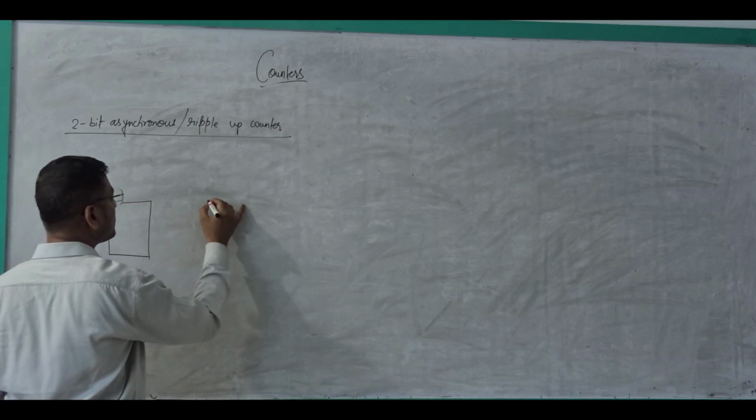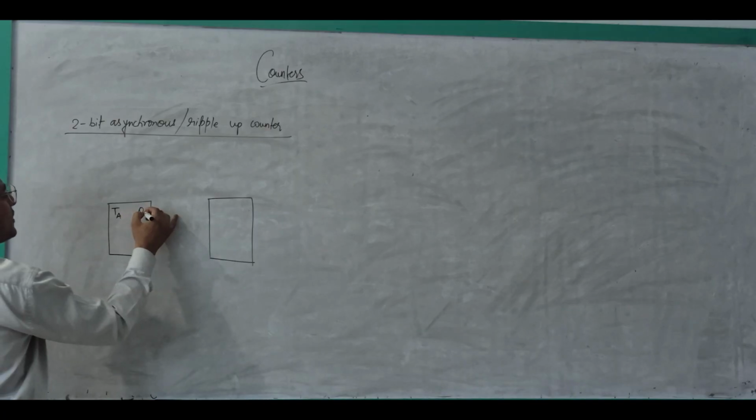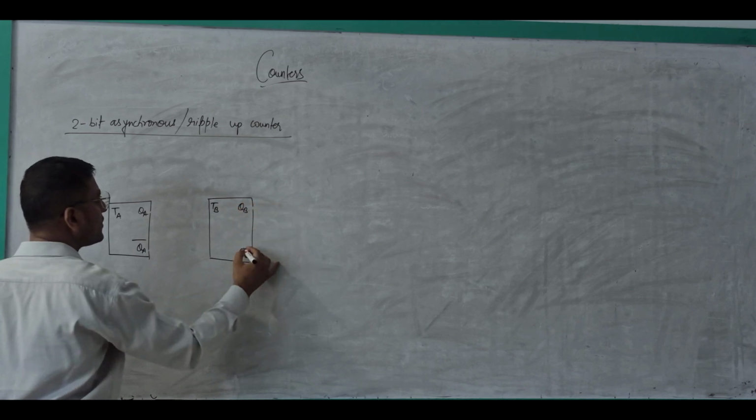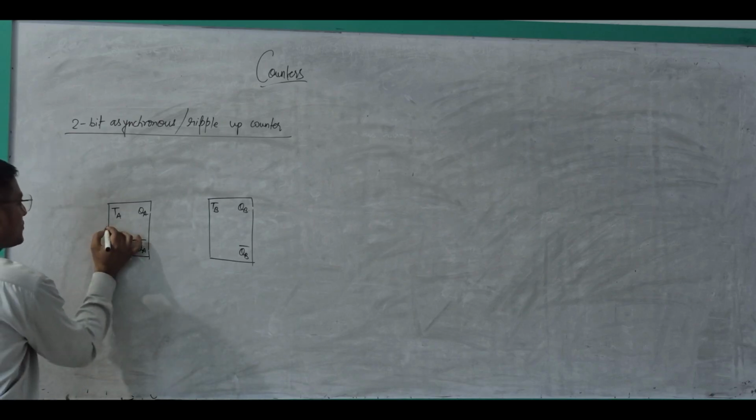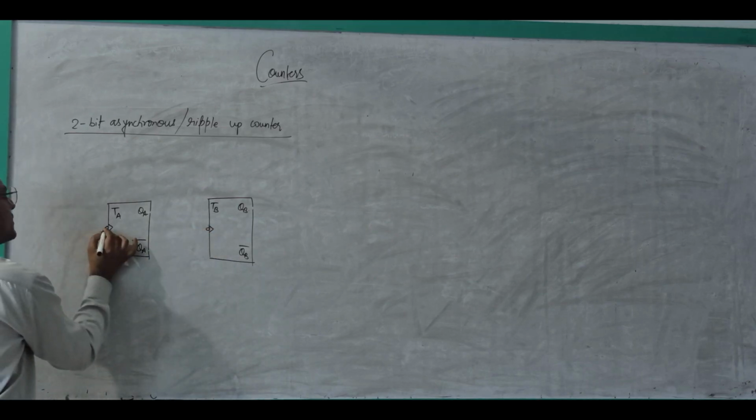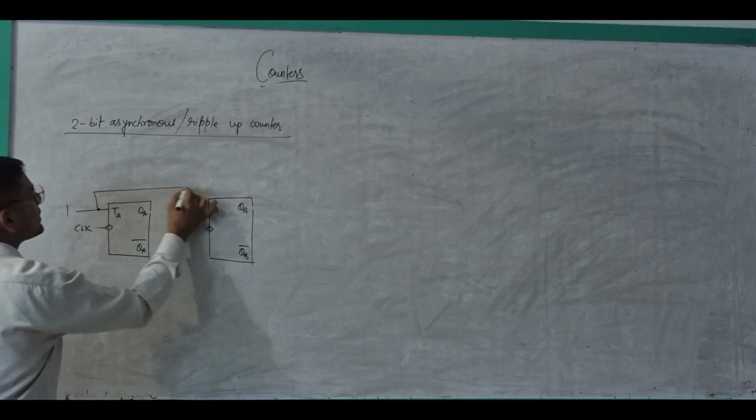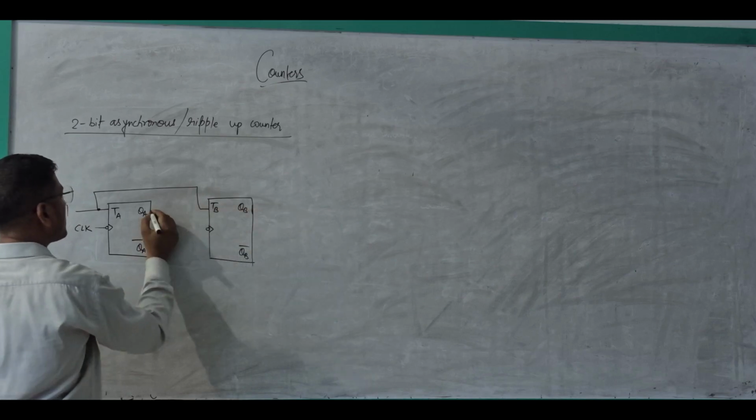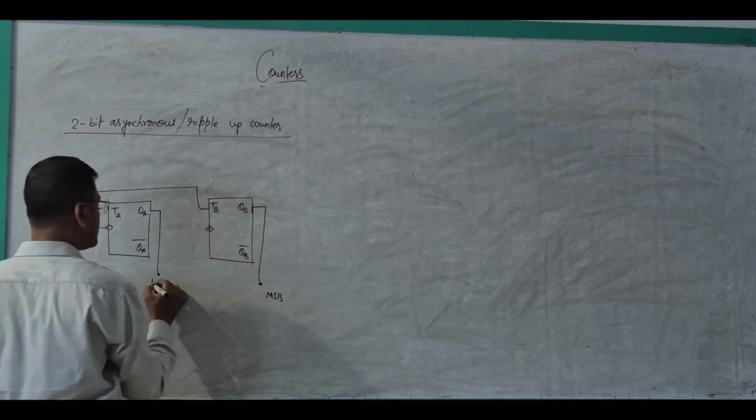Since there are two flip flops, 2 bits, we will use 2 flip flops, and let's give the names TA, QA, QA complement, TB, QB, QB complement. In T flip flop we generally use a clock with negative edge triggering. The clock is the input, T is 1, and the outputs are QA and QB. This is your MSB, this is your LSB.